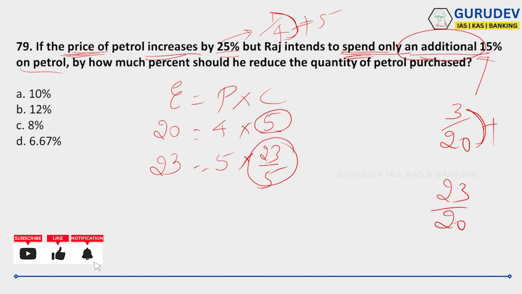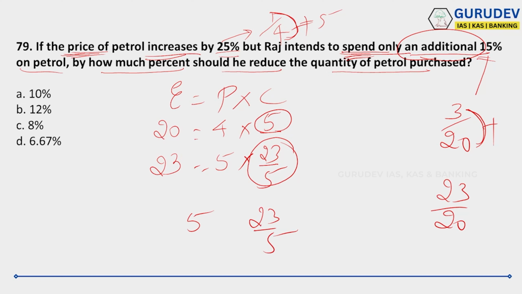What is it asking exactly? How much percent should he reduce the quantity of petrol purchased? What percent should be reduced? Now look here. Before, the consumption was 5. Now it is 23 by 5. I should have that difference, so I'll subtract. This one becomes 5 fives are 25. 25 minus 23 is 2. That is 2 by 5 he has reduced.